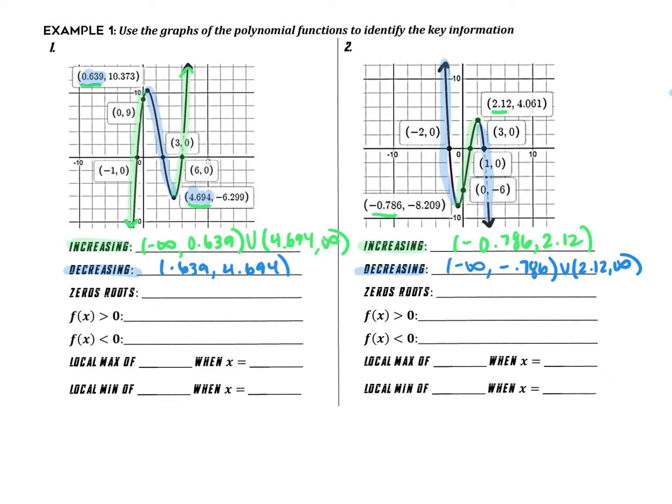Okay, zeros and roots, those are just the points where the polynomial function is crossing the x-axis. And we're going to go ahead and list those as x values. You could also list them as ordered pairs, but let's identify those where we are crossing the x-axis. That would be at these 3 x values, or at these 3 coordinates. So this is going to be when x is equal to -1 and 3 and 6. So go ahead and pause the video and find the zeros and roots on number 2.